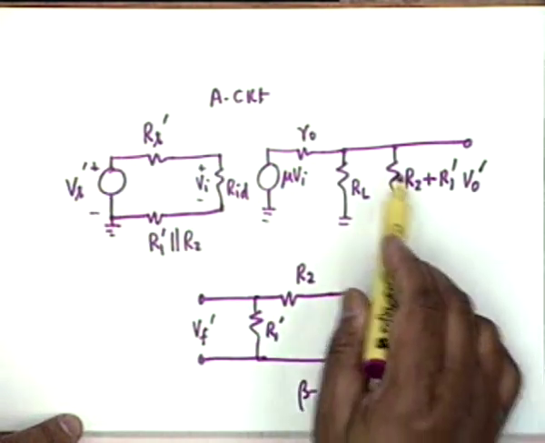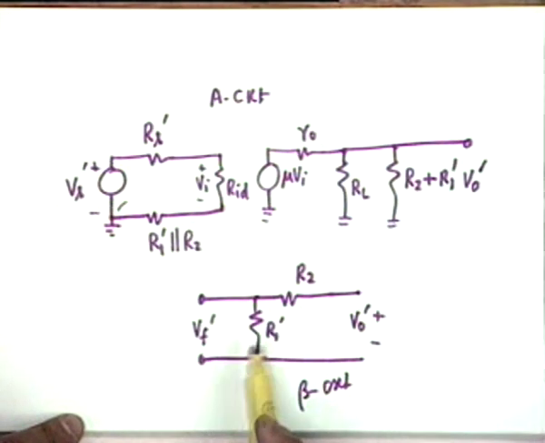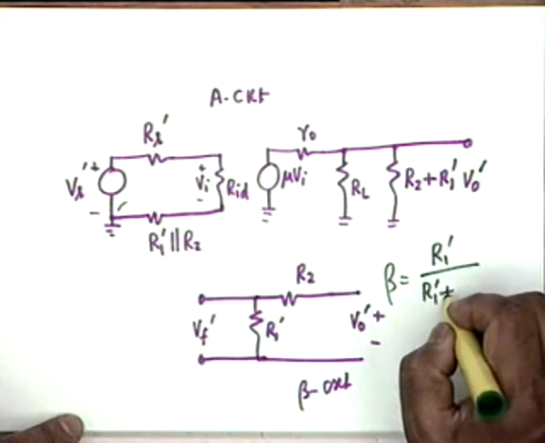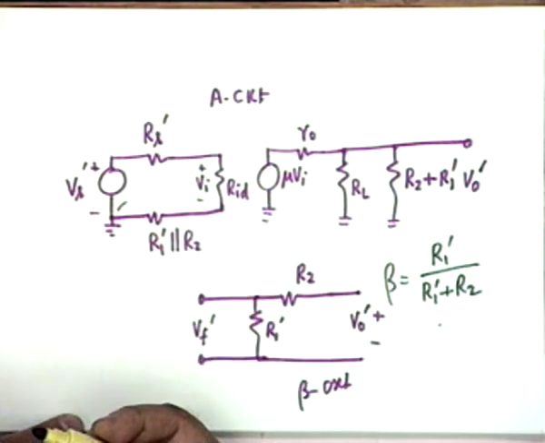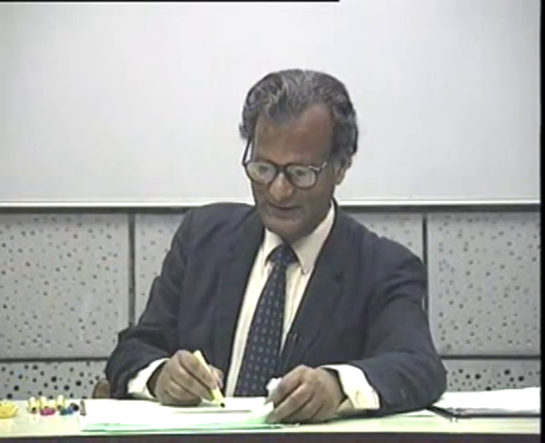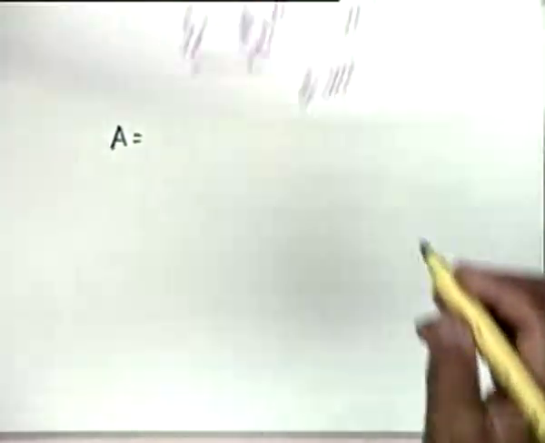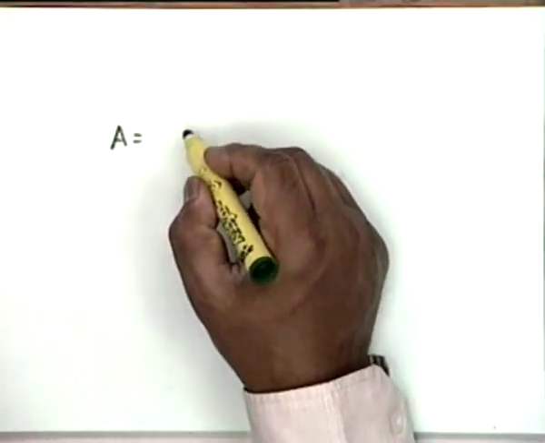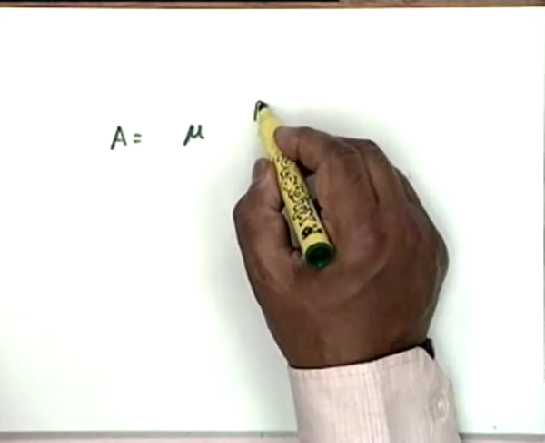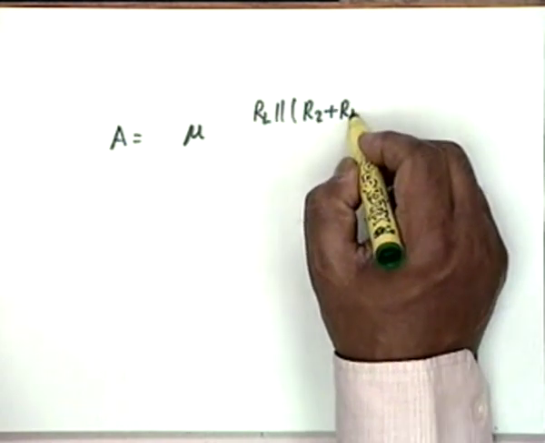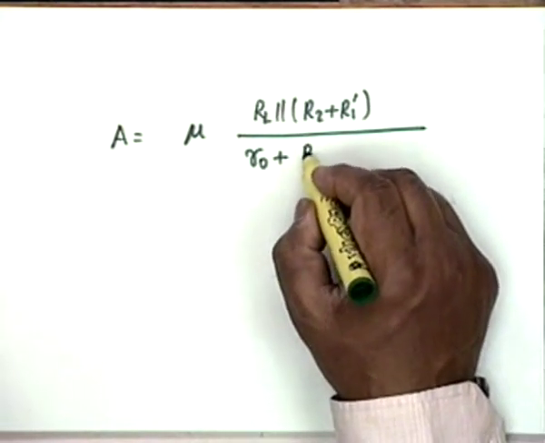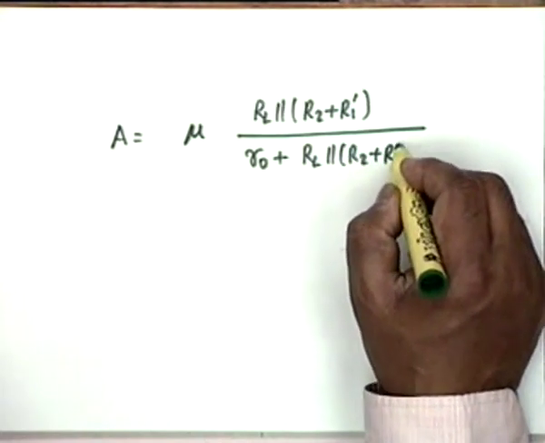Now what you will have to do is to analyze this for A and analyze this for beta. Obviously, what is beta? R1 prime divided by R1 prime plus R2. A also can be written down by inspection. What is A? Let us see if we can write it down by inspection. Sorry, this is mu Vi. A is mu Vi, we shall substitute for Vi later, mu times RL parallel R2 plus R1 prime divided by R0 plus RL parallel R2 plus R1 prime. Is that okay?